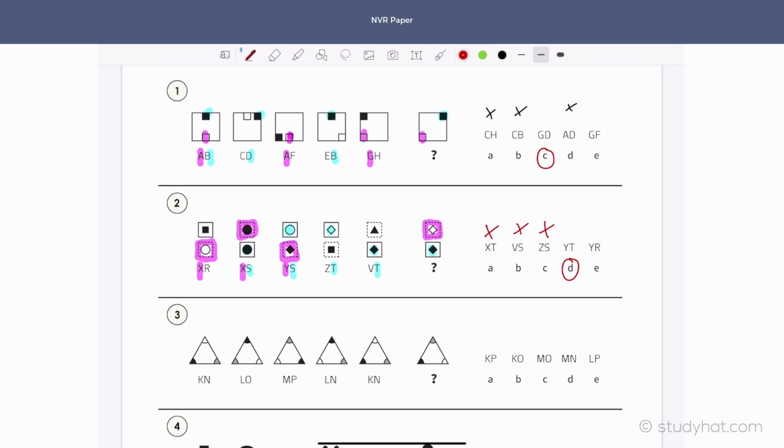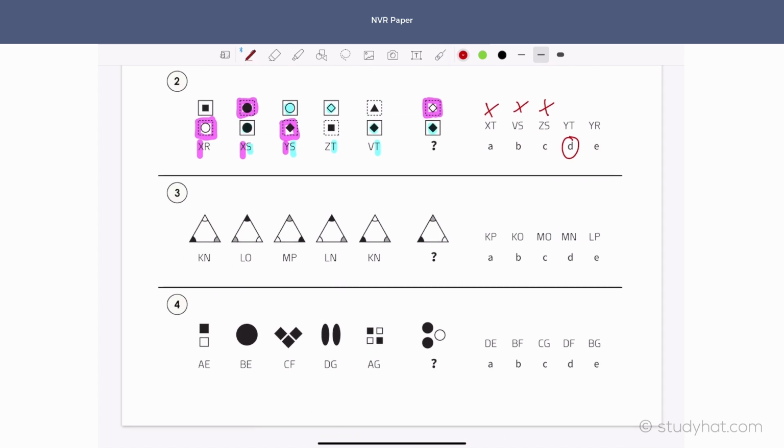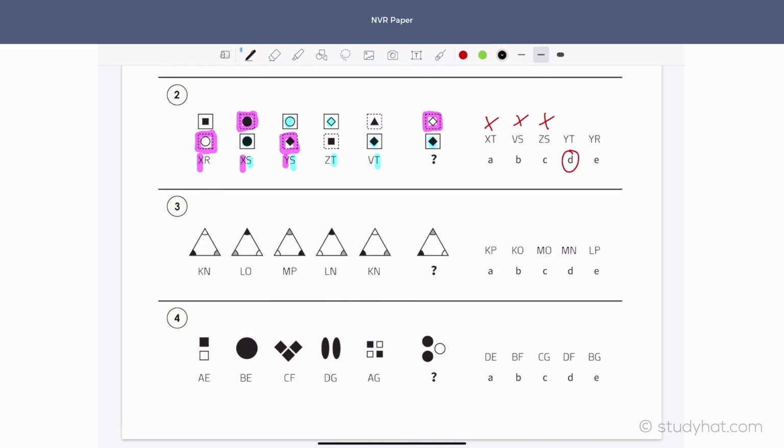It can be a bit confusing, this one, because you might think it's to do with the colours of the shapes, but actually we can eliminate the answer without anything to do with colours. That was just to trick you.